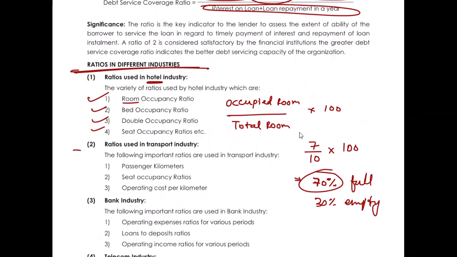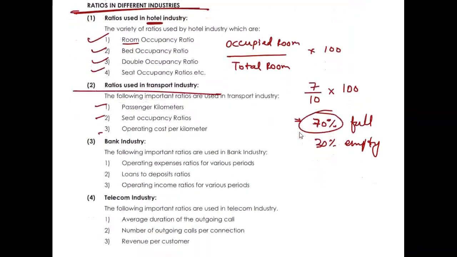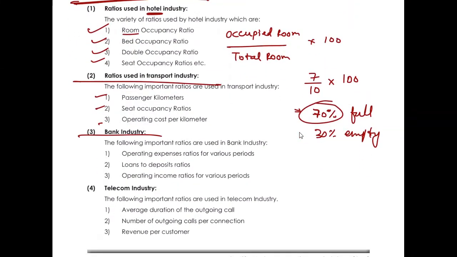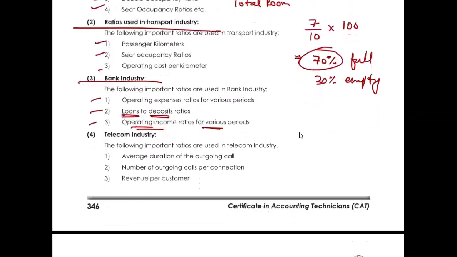want. Similarly, in the transport industry, what is the passenger kilometer? What is the seat occupancy? What is operating cost per kilometer? In the banking industry, we have operating expenses ratio for various periods, loan to deposit ratio, how much loan I have given and how much people have deposited into my bank, and we have operating profit ratio for various products.